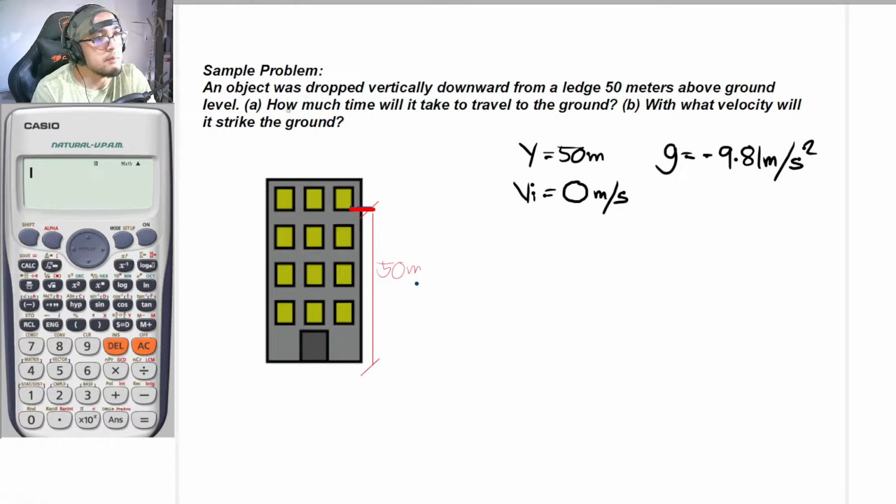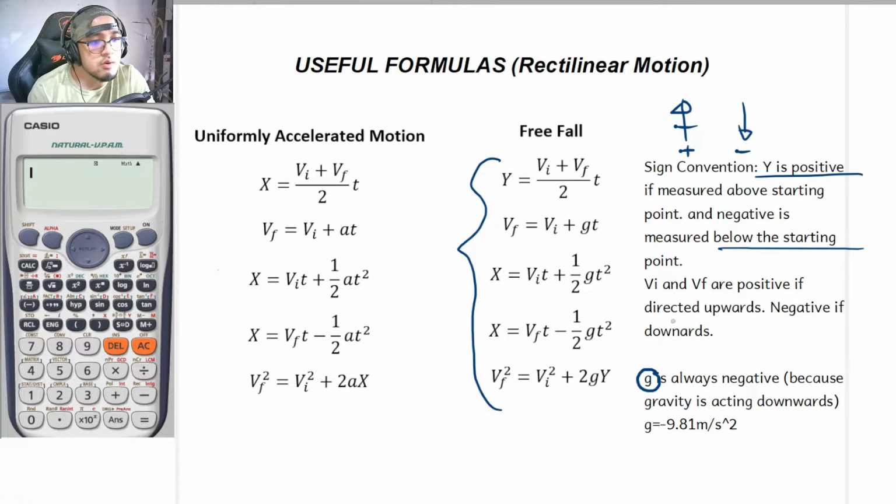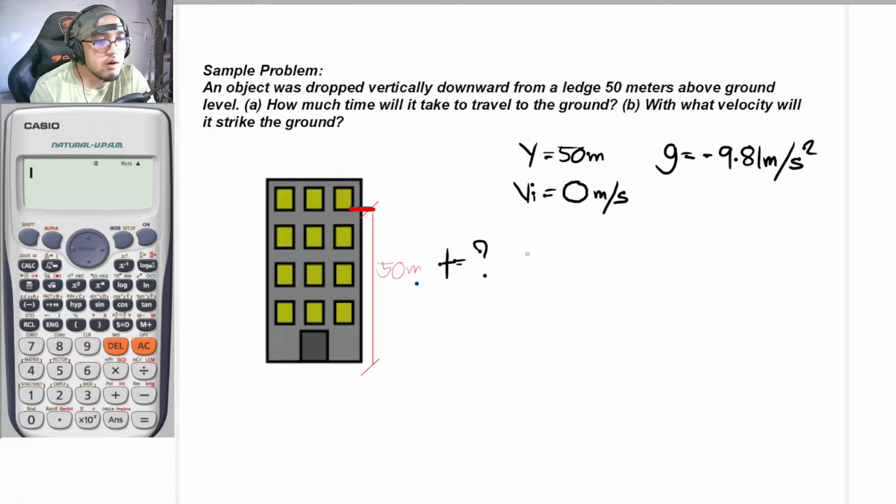Okay, so with that, let us now solve the problem. For the first problem, how much time will it take to travel to the ground? What that means is how much time will it take for this particular object to travel 50 meters, because 50 meters is measured from the starting point up until the ground. So time is the unknown. If you would be looking at this formula, I suggest using this particular equation here, because y is already known, vi is known also, vi is equal to 0, time is the one unknown, and gravity is constant, negative 9.81.